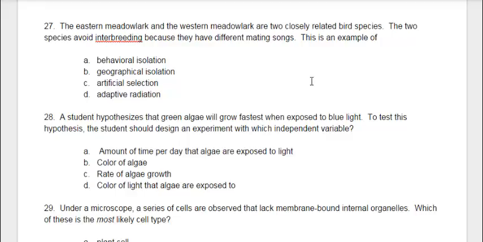28. A student hypothesized that green algae will grow fastest when exposed to blue light. To test this hypothesis, the student should design an experiment with which independent variable? A. The amount of time per day that algae are exposed to light, B. Color of algae, C. Rate of algae growth, or D. Color of light that algae are exposed to.